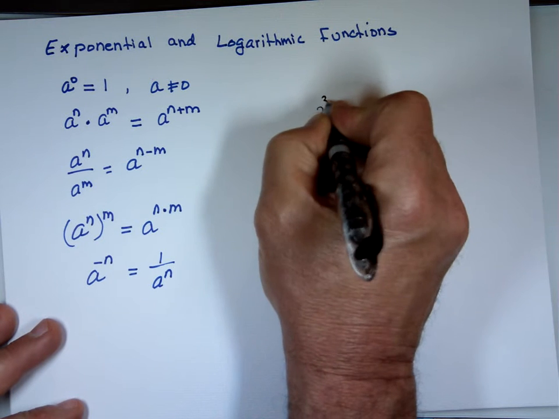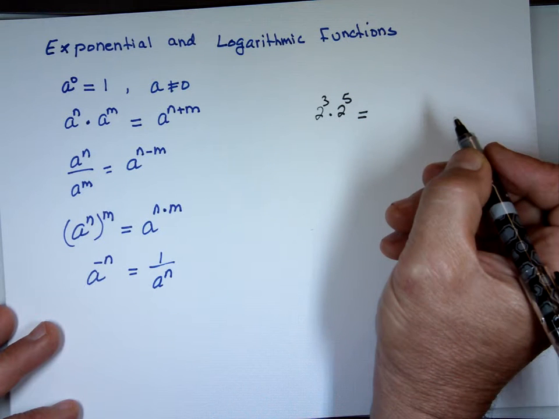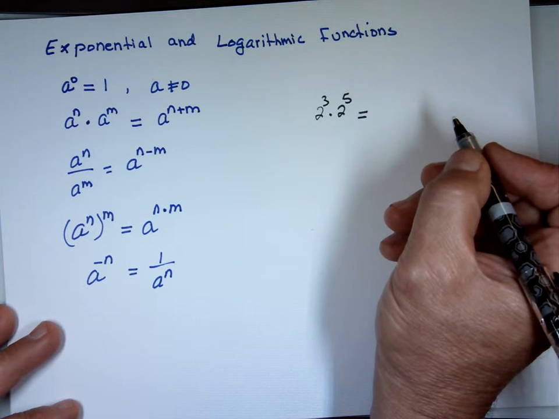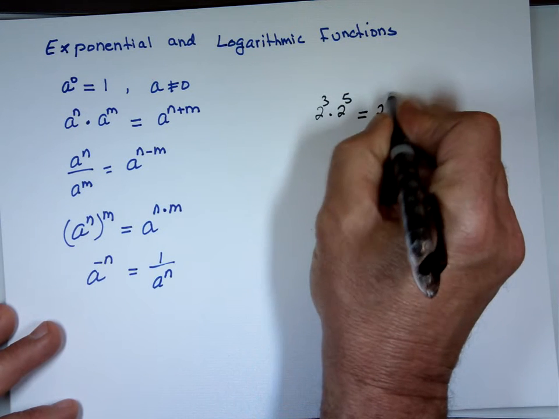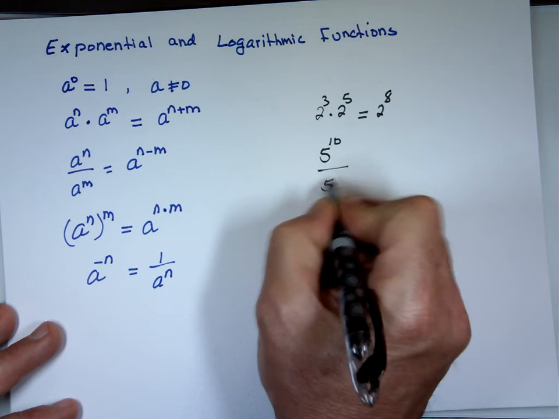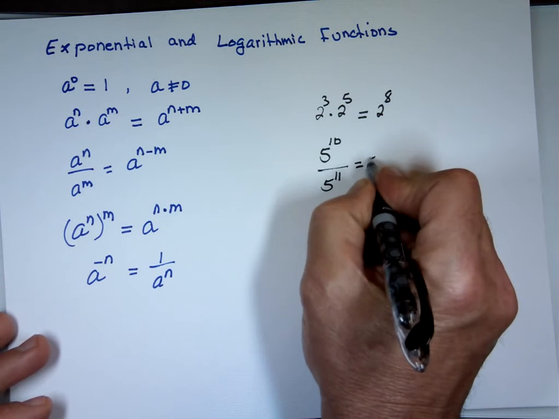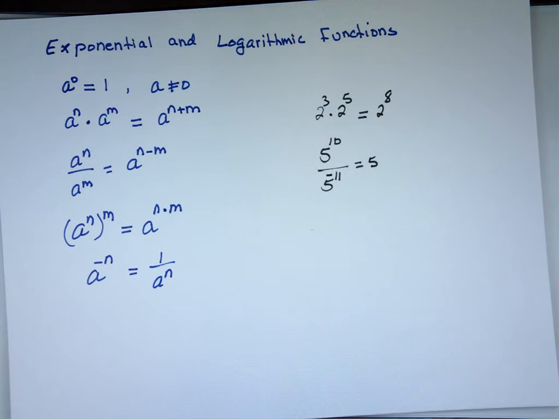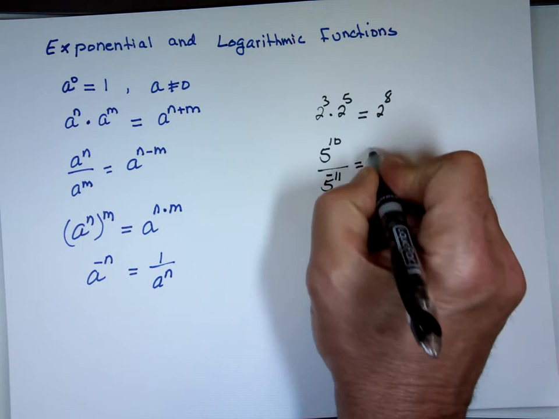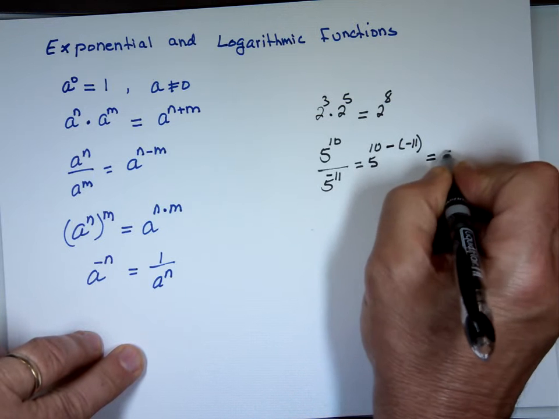What is 2 to the 3rd times 2 to the 5th? 2 to the 8th, good. What is 5 to the 10 over 5 to the 11? Oh, let's make it negative 11, even the bottom. 5 to what? 21. 10 minus a negative 11. Minus a minus will make it a plus.